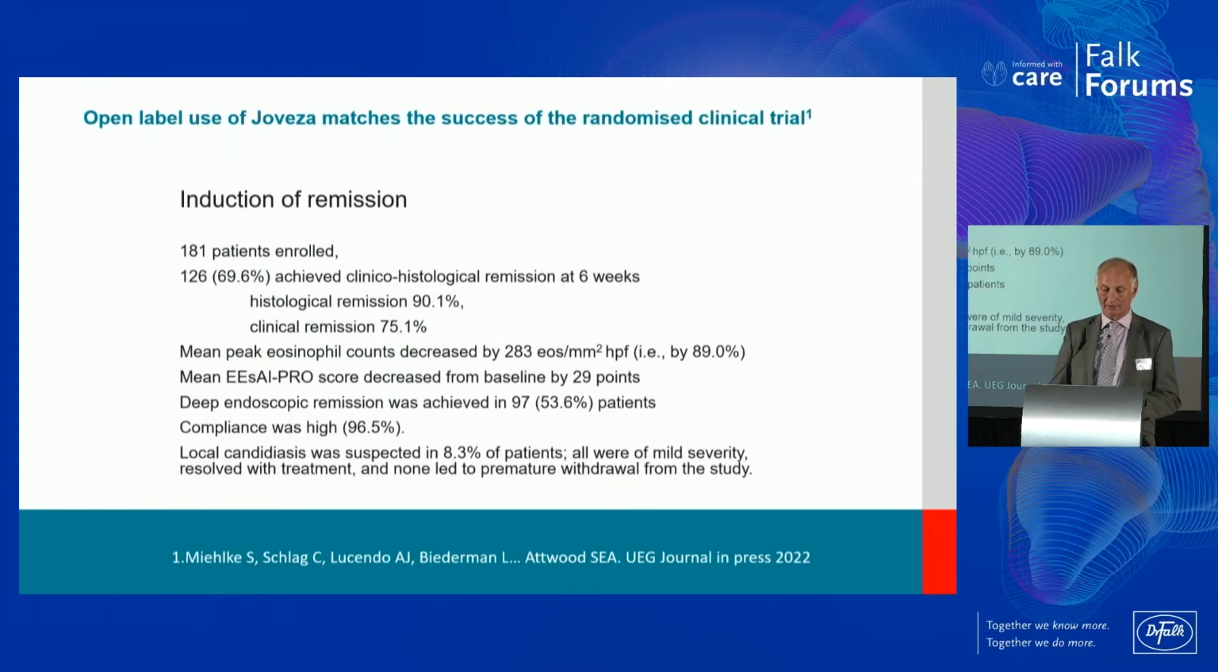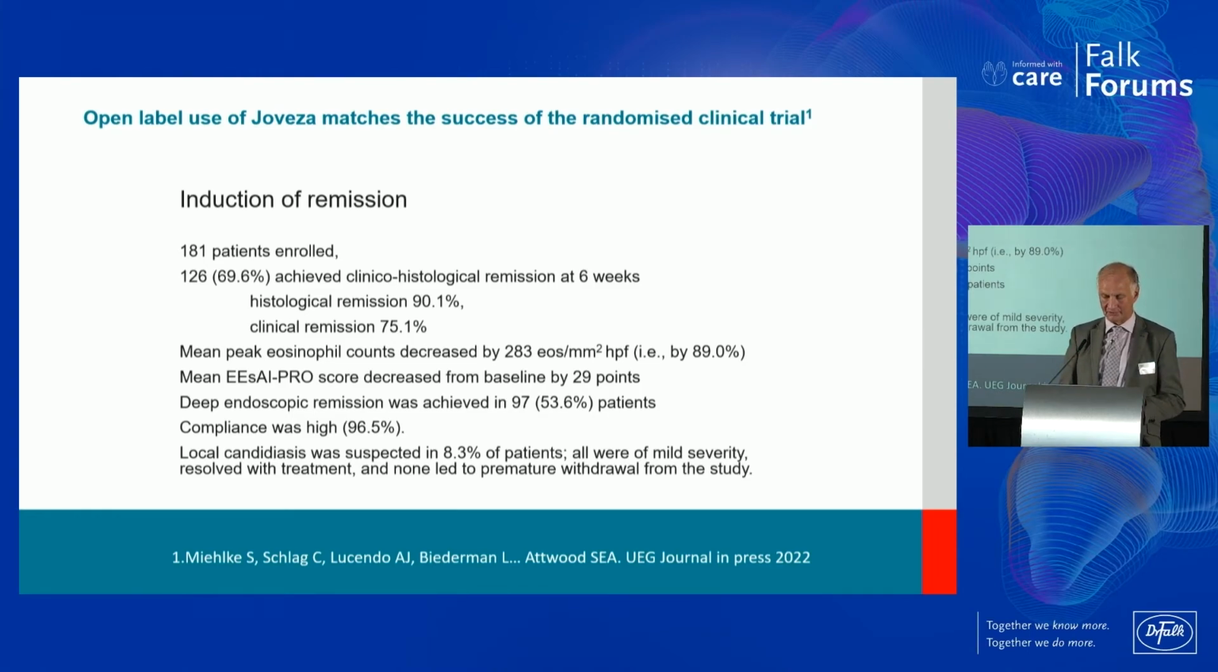But of course, some people say, well, that's just a randomized trial. Things are always better in a randomized trial than they are in real life. So we've done a few open label studies, and I'm very pleased to say that in open label studies in primary care practices, we've identified that remission histologically is still 90%, and clinical remission is at 75% at 6 weeks. In other words, it's a lot better.